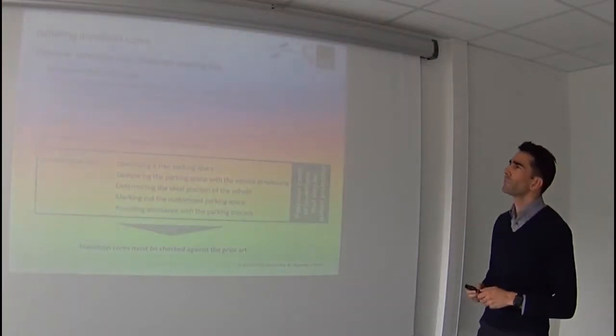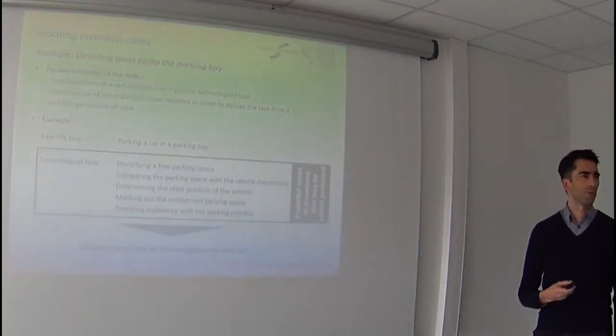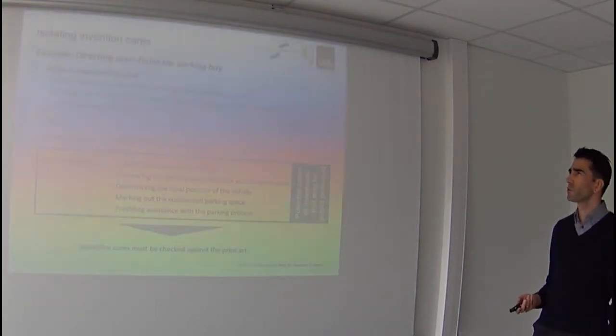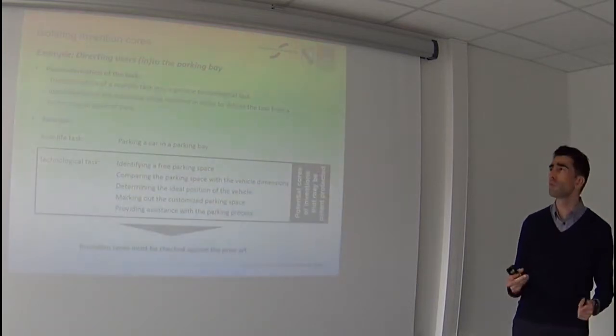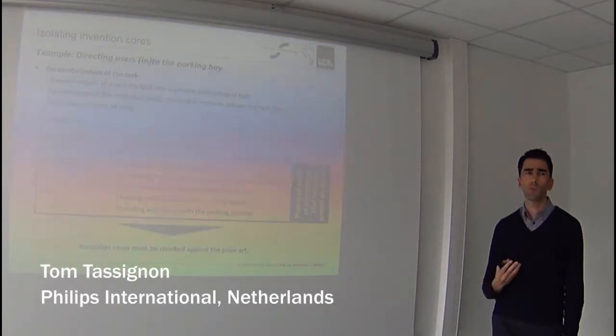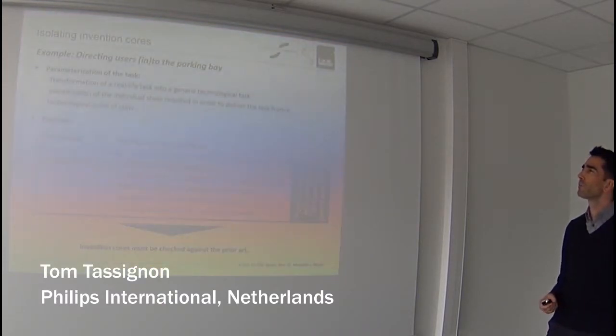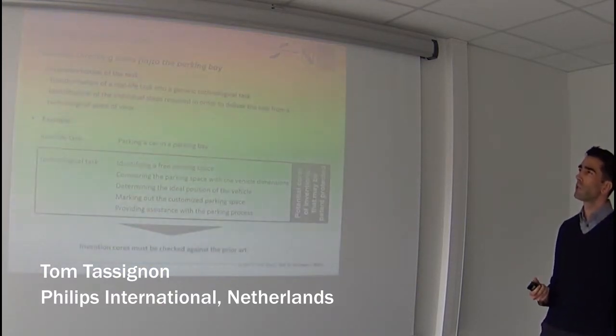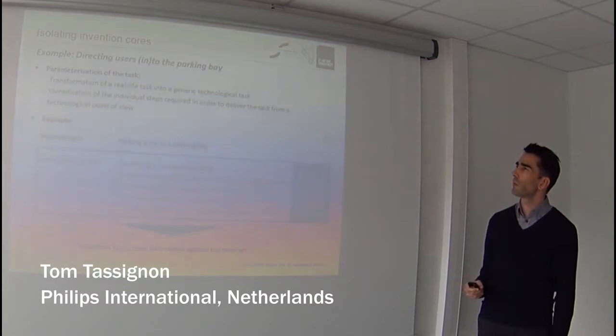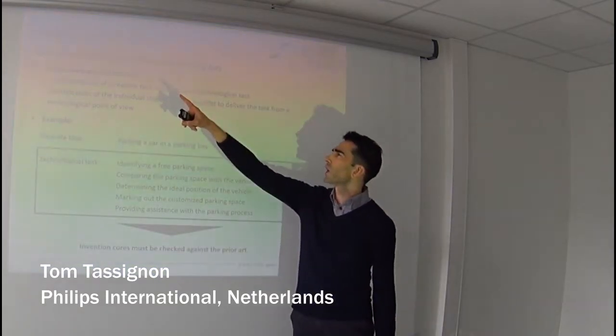After we identify the real-life tasks which are related to the customer benefits, we can start with the isolation of the invention course, so actually thinking about what we can protect. How we do the isolation of the invention course is actually a parameterization of the task.